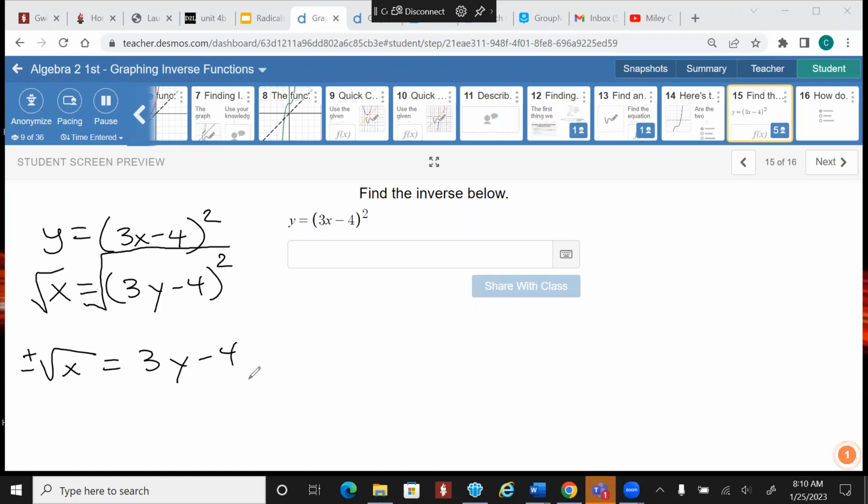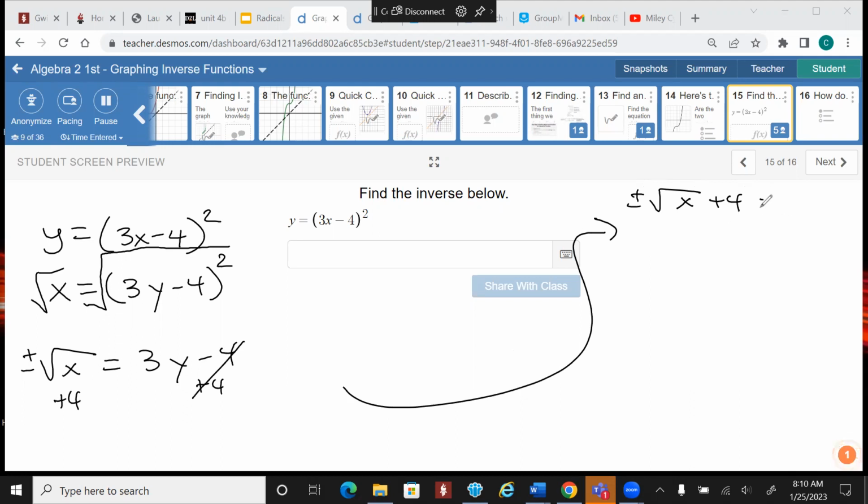All right, so now what do we do? Move the 4 to the other side by adding. So this is now going to be the square root of x plus 4. We're also going to have a positive and negative version, and it's equal to 3y. So now what do we do? Divide by 3 on both sides. Okay, so that's going to be plus or minus the square root of x plus 4 divided by 3.